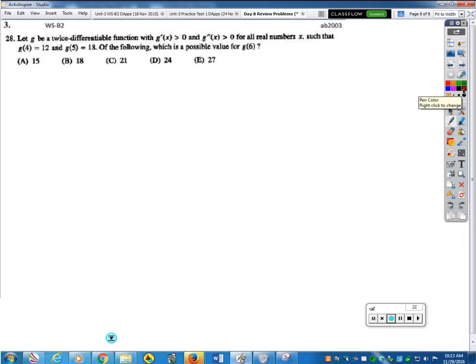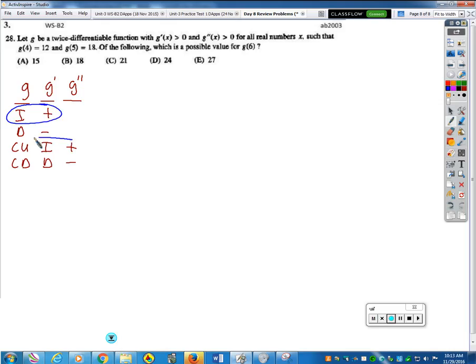First thing that this chart would help. So I have G, G prime, G double prime. Let's see, increasing, decreasing. They tell me that G prime and G double prime are both greater than 0. So I can circle these two rows on the chart. Look, everyone focus on this, please.